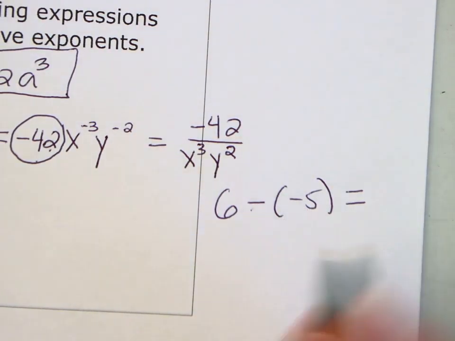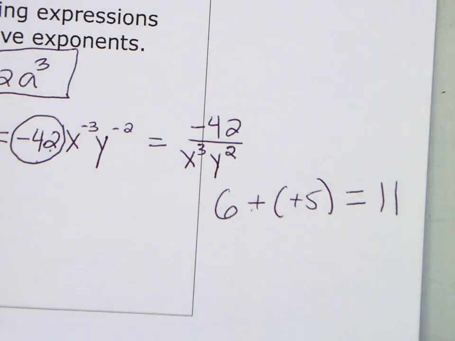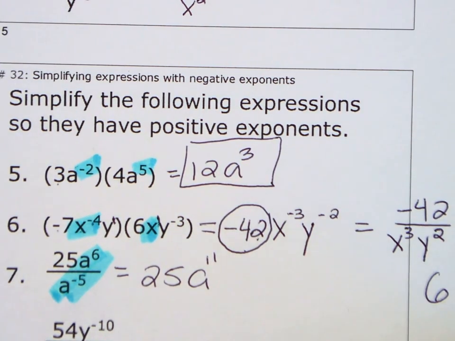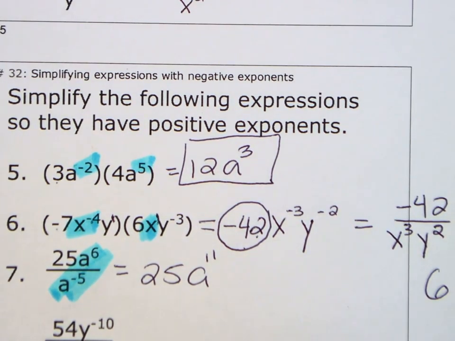When you have two negatives, it becomes positive. So what's that? 11. So is that a negative exponent? No. 11. That's the answer. You are done. Here's another way to think about it. All right, if that's confusing to you.